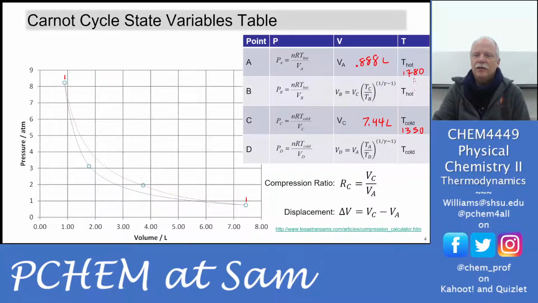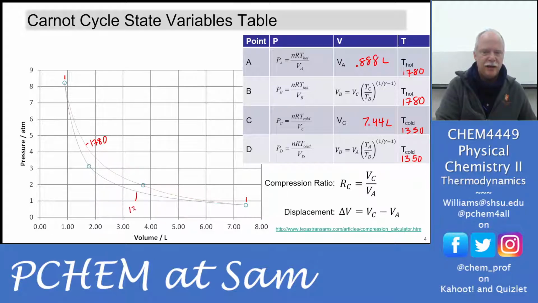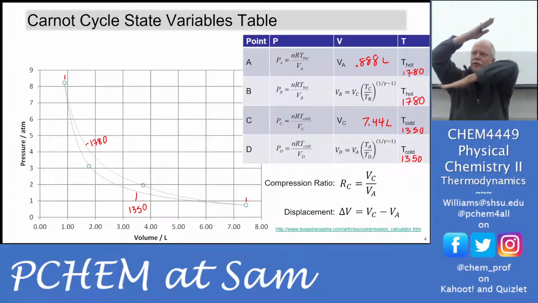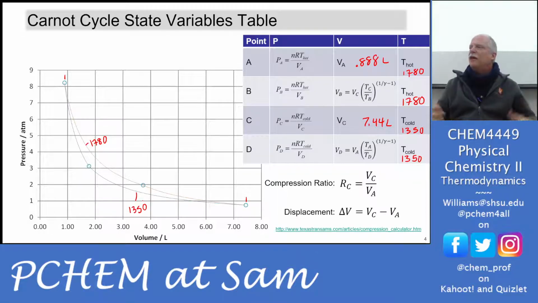Now, here's where you make your first mistake if you're not paying attention, and that is to put the 1350 here. B is at the hot temperature, so it's 1780. I see so many times that people mess up the temperatures. This whole line right here is at 1780, which means B is also at 1780, and this one is at 1350. Can you at least see that? Those are your isotherms, and so those have two temperatures, and so then you know what points have what temperature.